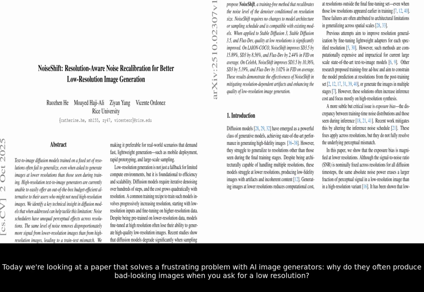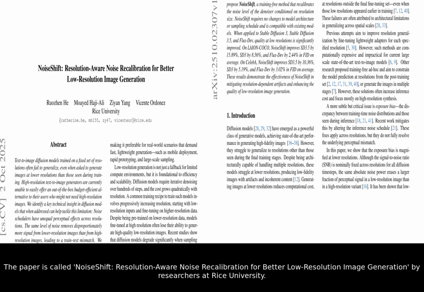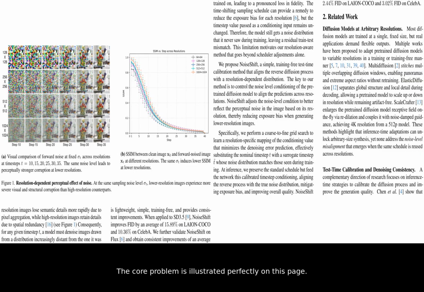Today, we're looking at a paper that solves a frustrating problem with AI image generators. Why do they often produce bad-looking images when you ask for a low resolution? The paper is called NoiseShift, Resolution-Aware Noise Recalibration for Better Low-Resolution Image Generation by researchers at Rice University. The core problem is illustrated perfectly on this page.